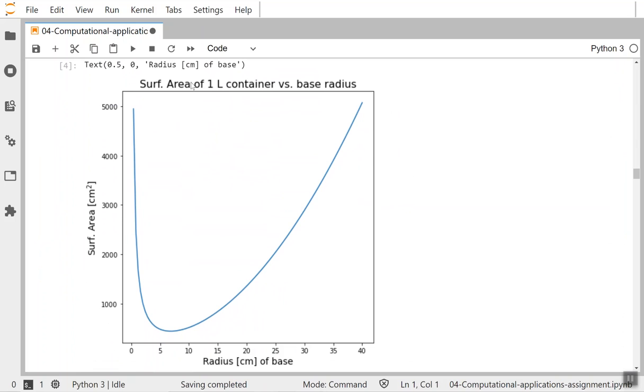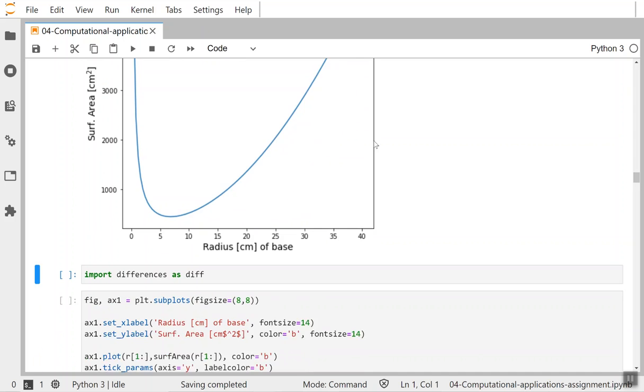We see the surface area of the 1 liter container versus the base radius is given here. So I'm saying the surface area is plotted on the y-axis, the radius is plotted on the x-axis, and look at this, the plot of the surface area. As we vary the radius, we see that if the radius is very small, the surface area is incredibly large. And then there is a point around 6.83 where the surface area is minimized. And then when you increase the radius from there, the surface area again continues to increase substantially.